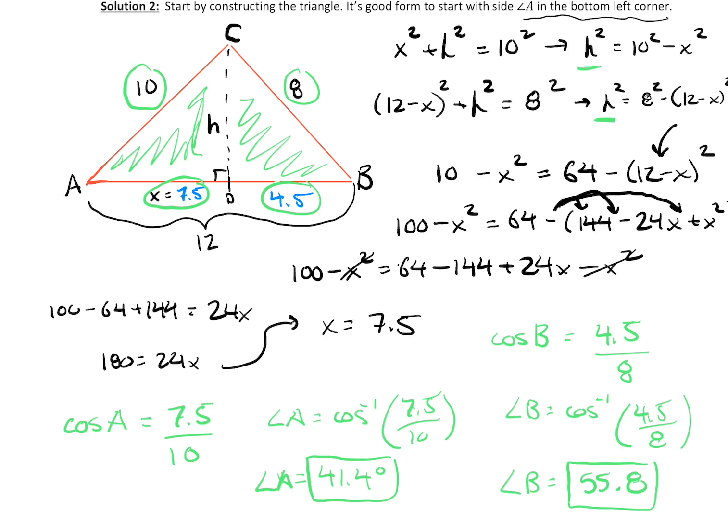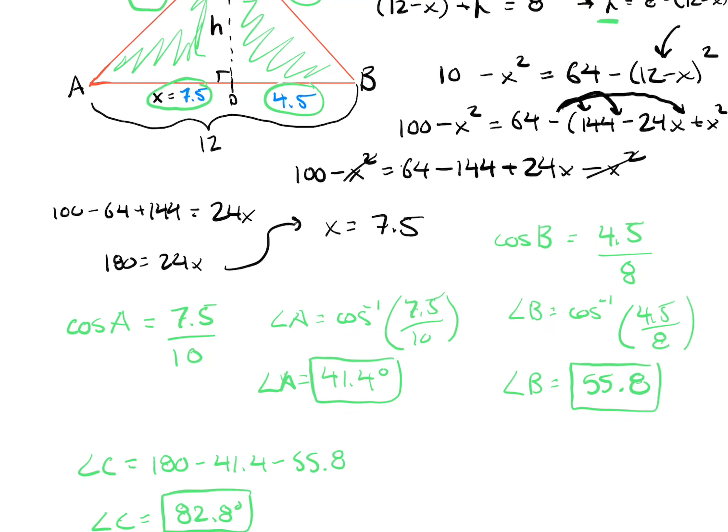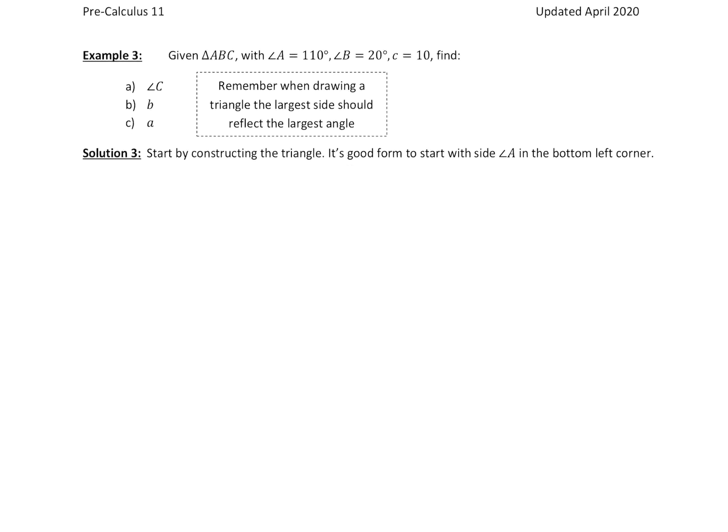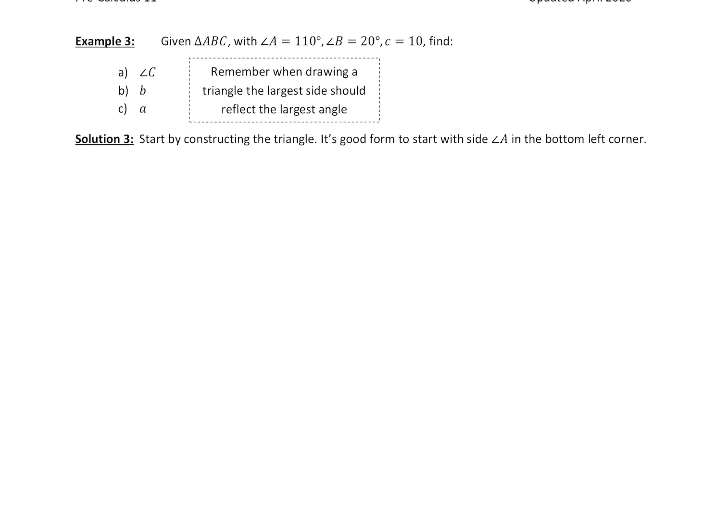This next one we're going to look at where one angle is obtuse. It's a little bit of a different ballgame. So you can see right off the bat here, example 3, angle A is 110 degrees. So, okay, well, what does that look like to me? Well, it's more than 90, so I'm going to draw it like this.